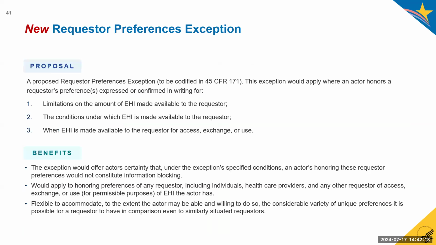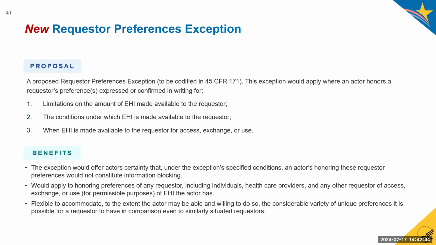The second new exception we proposed is the requester preferences exception. And here ONC proposed that when an actor honors a requester's preference that they have expressed or confirmed in writing for limitations on the amount of EHI made available to the requester, or the conditions under which EHI is made available to the requester, or the timing of when the EHI is made available for access, exchange, or use.